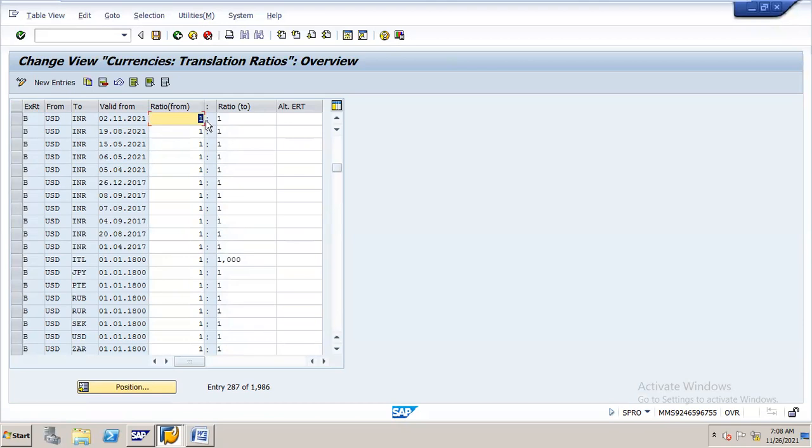Only one thing we have to maintain: the rates. Why? Because there are so many fluctuations on a day-to-day basis between the foreign currencies. Suppose today is 72 rupees, you are buying from the bank at 72, and tomorrow you buy from the bank at 75. How will the system come to know? You have to enter those values manually. Those rates you have to give manually. These exchange types and ratios, we are not going to maintain anything manually. Understood? Any questions?